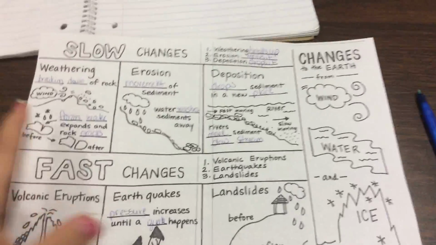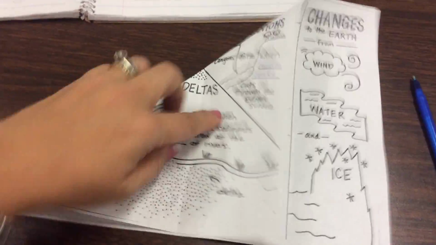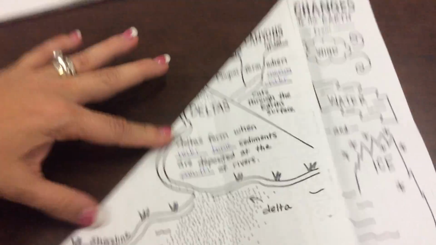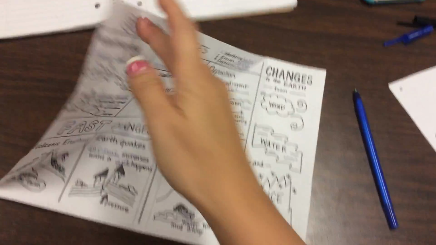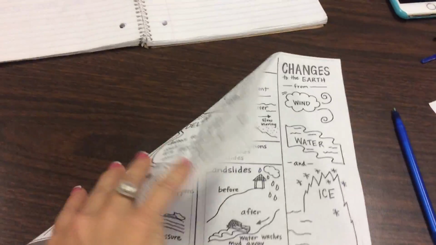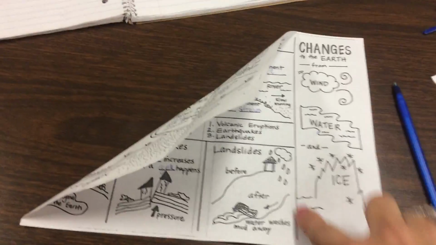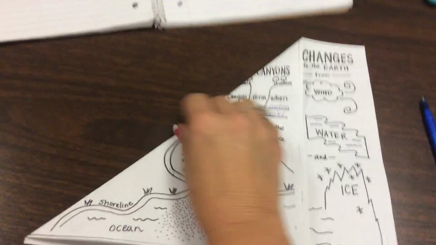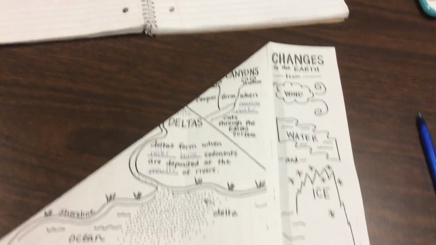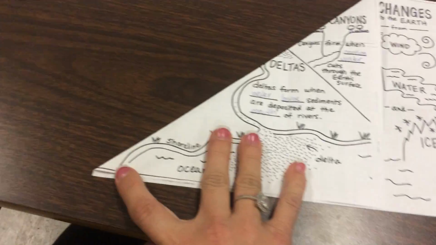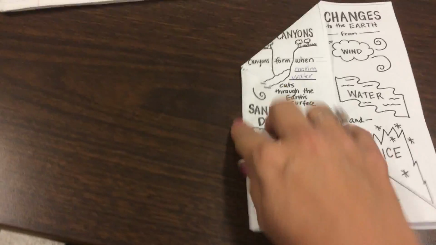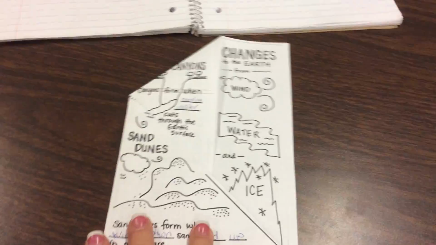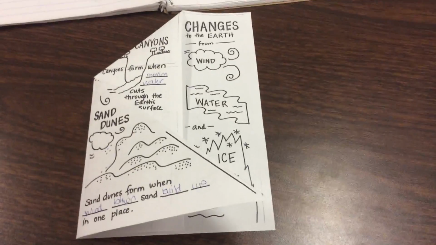Okay, next, you're going to take your foldable. You're going to fold it like this. So this top corner where it says slow changes is going to get folded down to this line right here. Then it looks like this. You're going to take the bottom corner down here near the ocean. You're going to fold it over. Your foldable is now going to look like this.